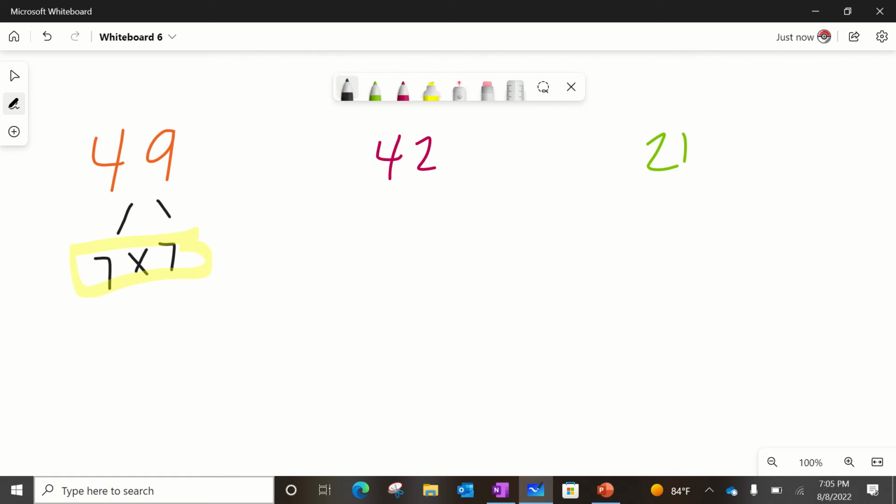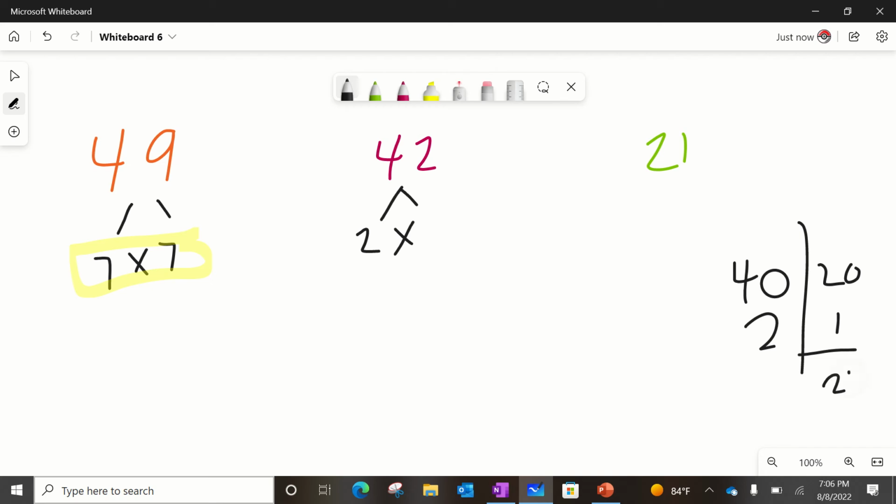42, I don't know off the top of my head, but I know 42 is an even number, therefore 2 will have to go into it. Now, mental math. 42 is made up of 40 and 2. If I don't know what half of 42 is, I can do this. Half of 40 would be 20. Half of 2 would be 1. 20 and 1 together makes 21. Therefore, I have to multiply 2 by 21.